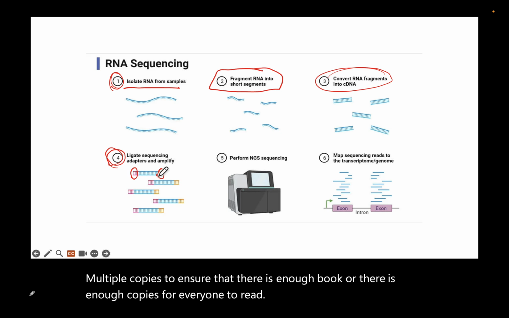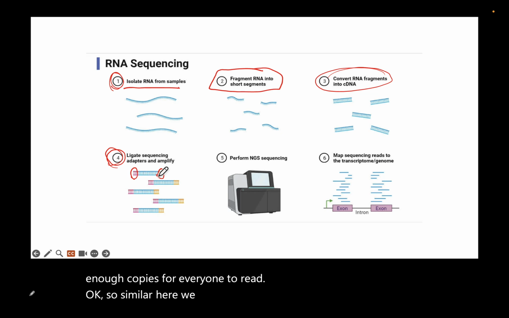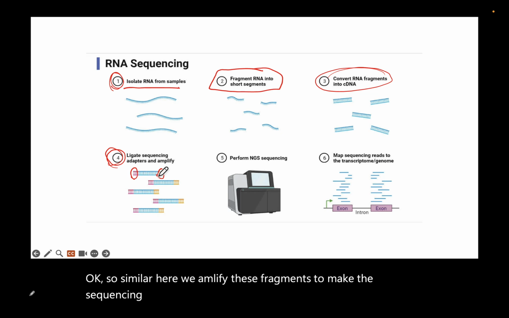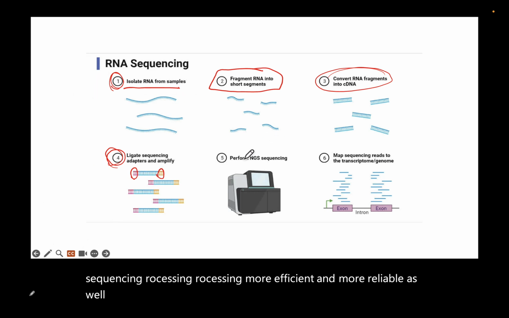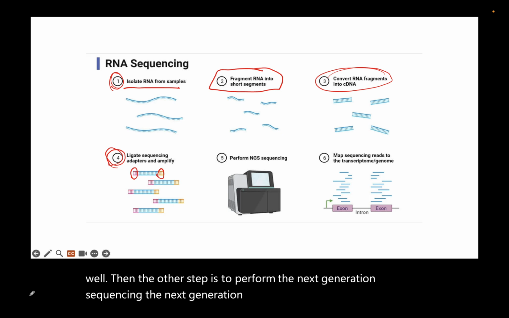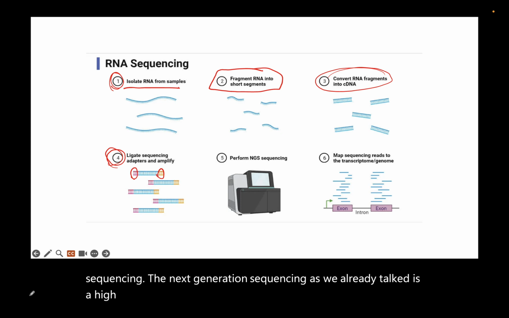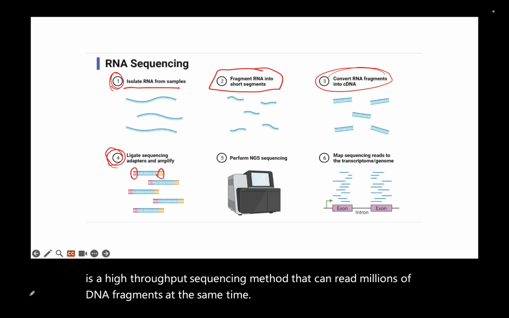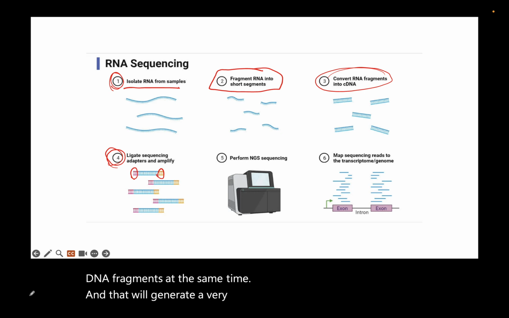Okay, so similar here, we amplify these fragments to make the sequencing processing more efficient and more reliable as well. Then the other step is to perform the next generation sequencing. The next generation sequencing, as we already talked, is a high throughput sequencing method that can read millions of DNA fragments at the same time. And that will generate a very huge amount of data.